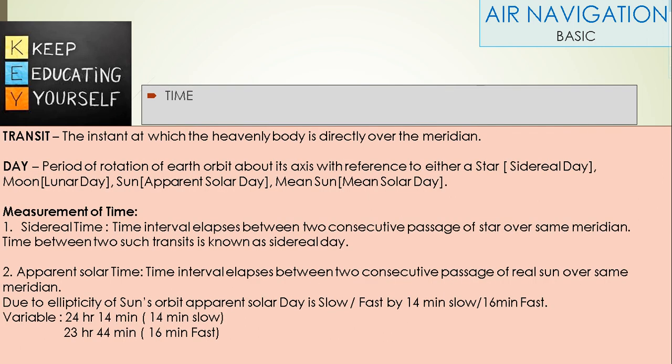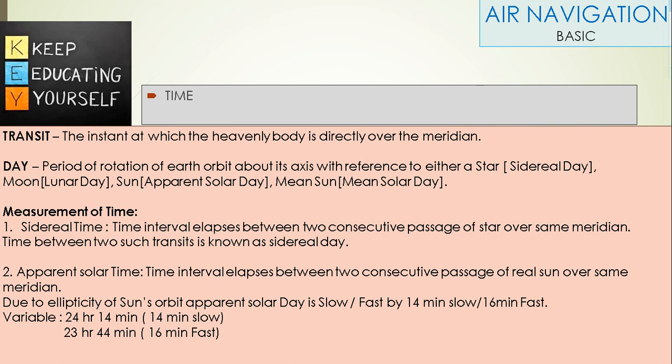Transit. The instant at which a heavenly body is directly over the meridian is known as transit. Day. A period of rotation of Earth about its axis with reference to either a star or moon or sun or mean sun. Measurement of time. Sidereal time: the time interval that elapses between two consecutive passages of a star over the same meridian. So the time between two such transits is known as a sidereal day.